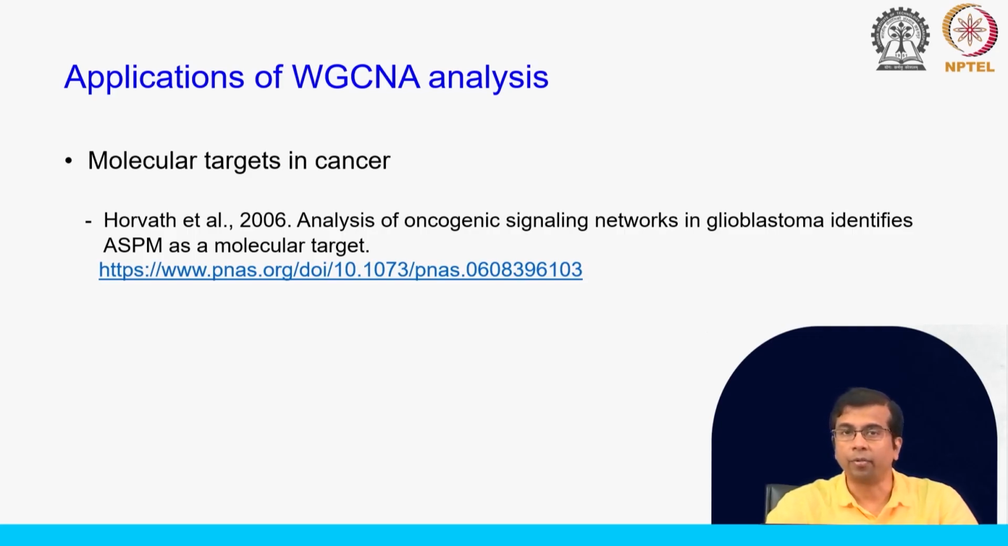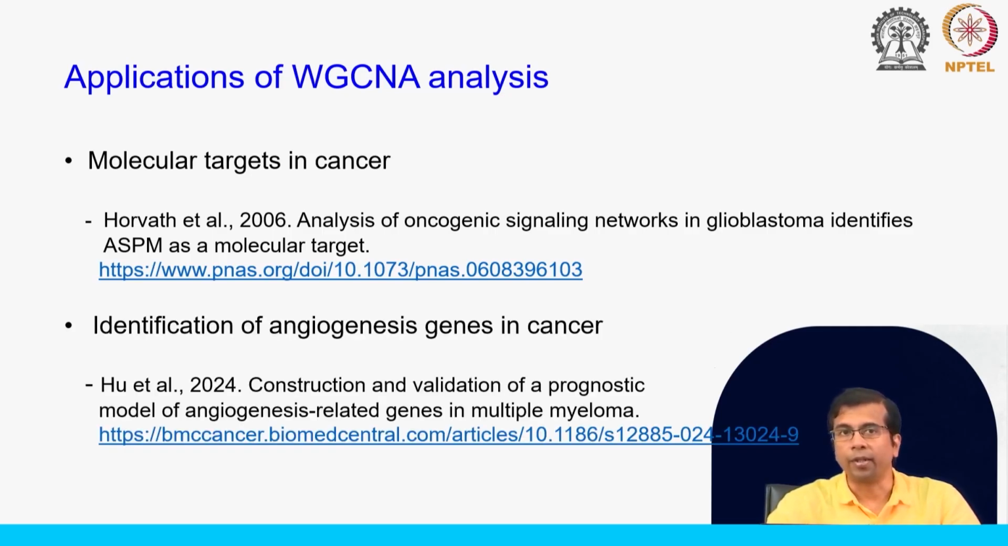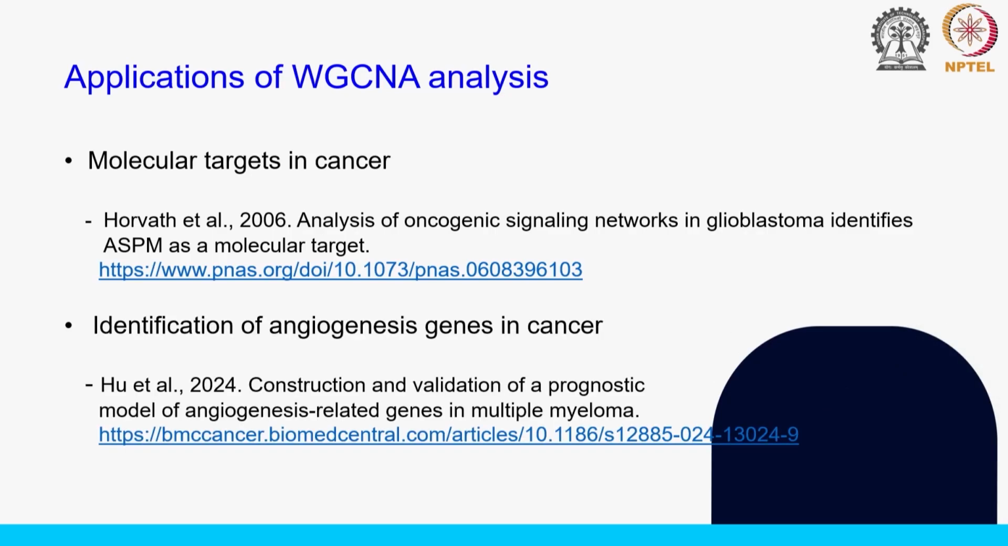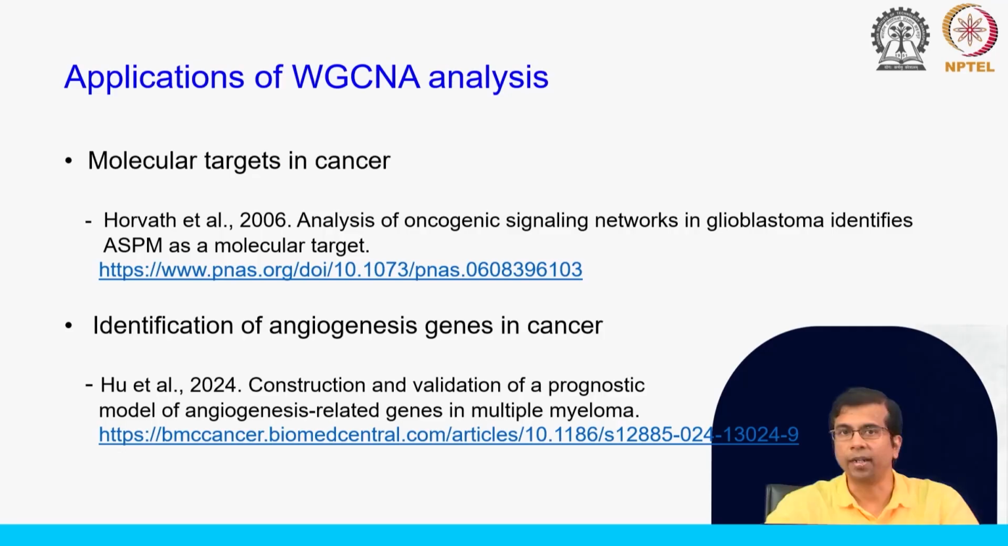So, for example, as I have already introduced this paper, this is the molecular targets in cancer that I mentioned. This is an analysis of oncogenic signal networks, and they identified a gene as a molecular target. I am also giving you the link so that you can go and read this. This has also been applied for identifying angiogenesis genes in cancer. Here, in multiple myeloma, they looked into these angiogenesis related genes, and you can identify these clusters and hub genes, etc.